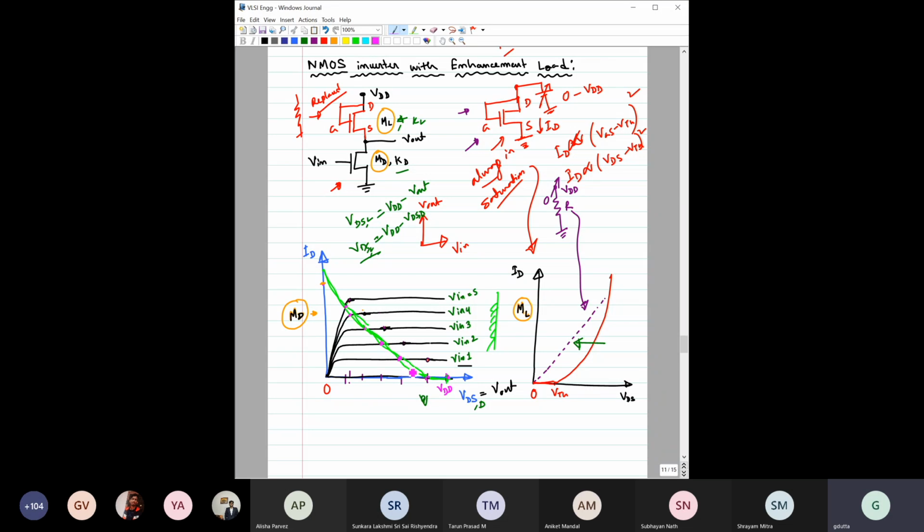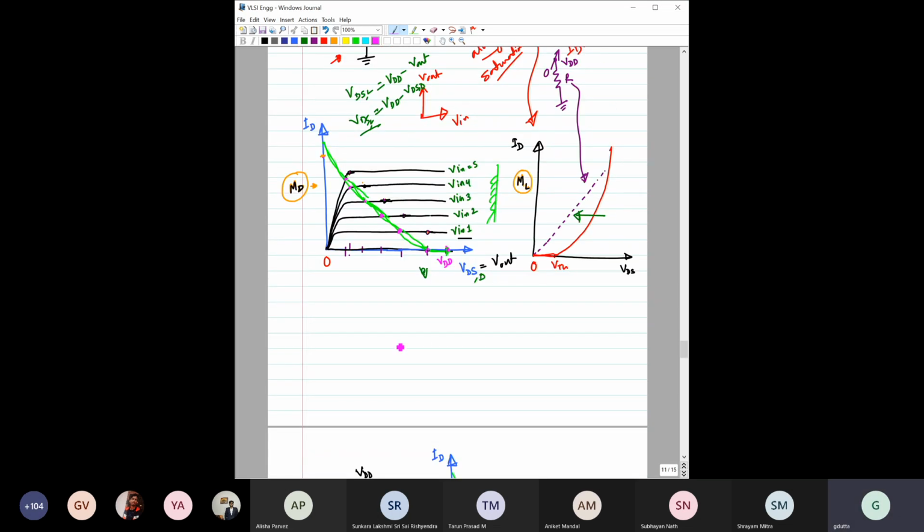So obviously now you know how to plot what the VTC will look like. Okay, I should not assume. Let me ask you. Please guide me to draw this VTC. Let's see who has understood.